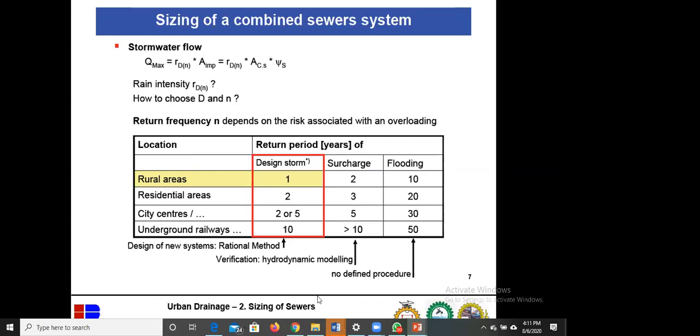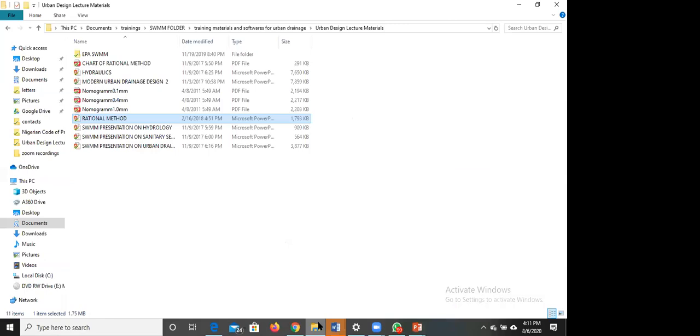Okay, I think I have shared 4 materials with us. I want us to download the rational method, the presentation on hydrology, the presentation on sanitary sewer, and the hydraulics is not important. Then let me also share this one.